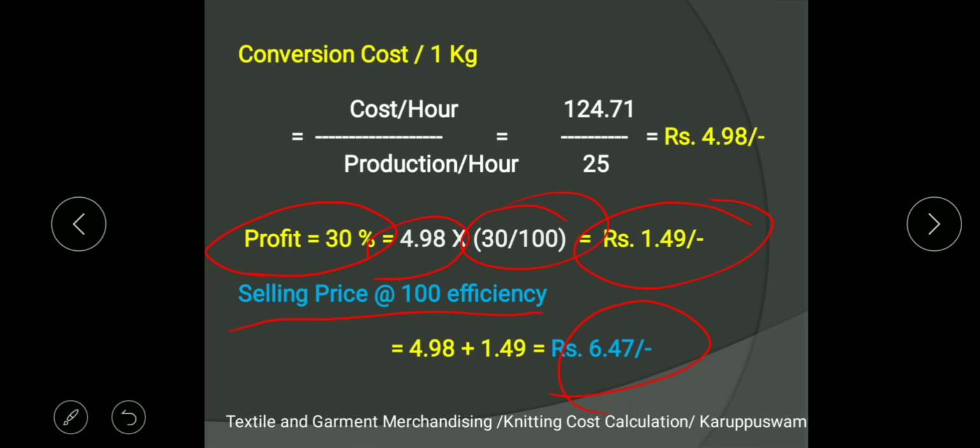This is your cost and this is your profit. When you add these two, you will get selling price. So this is at 100% efficiency. As I said in the beginning of the video, to run your business at 100% efficiency is not at all possible. So you should calculate the price at 80% efficiency also, or below that.